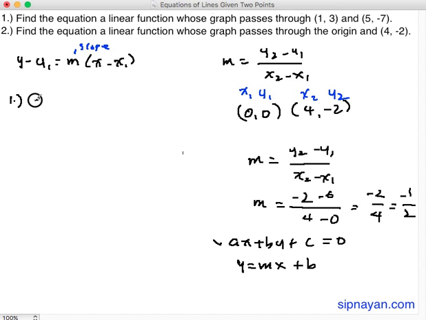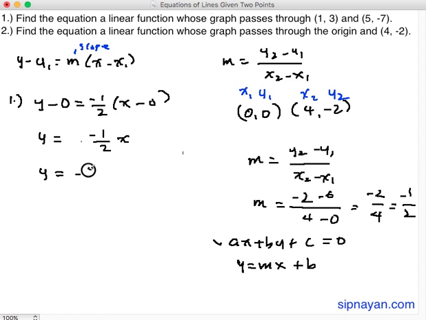So, substitute y minus y sub 1 is 0 is equal to m, which is negative 1 over 2 times x minus x sub 1, which is also 0. So, magiging y minus 0 is y equals negative 1 over 2. X minus 0 is x. So, y equals, pwede natin sabihin na doble equals natin, yung equal sign natin. So, y equals negative 1 half x.